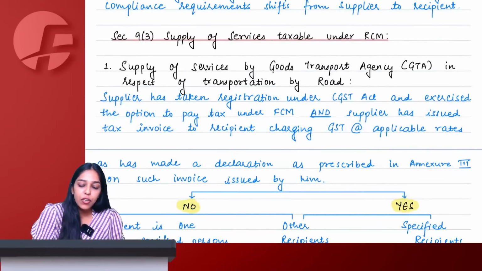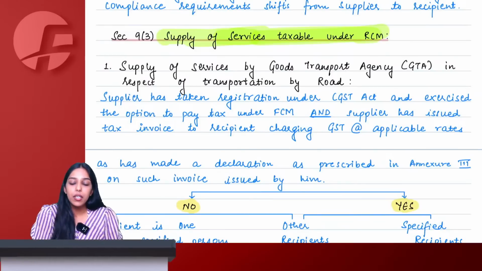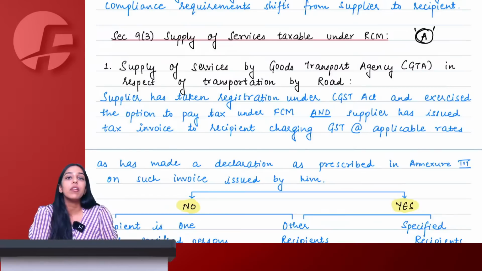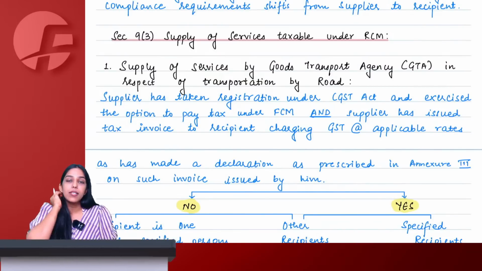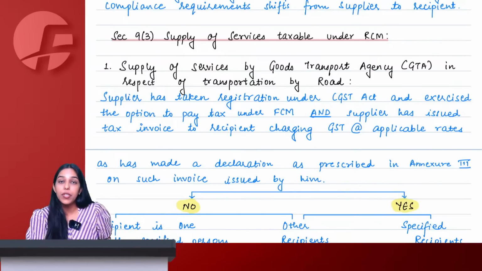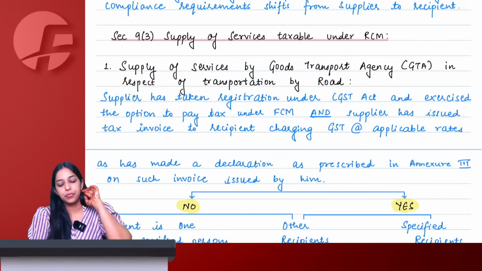Yes, ma'am. Then first we study supply of services which are taxable under reverse charge mechanism, and this is of course important for your examination. No need to even mention. Every attempt there is at least 2-3 marks coming from RCM. RCM will be part of your big question, compulsory question, exemption question, might be a separate question also, might even come up in MCQ. So you have to pay attention.